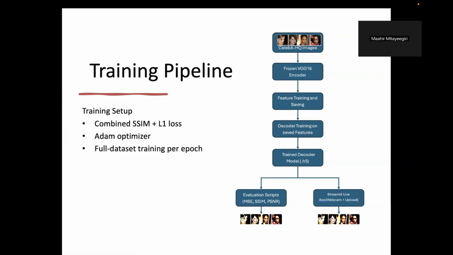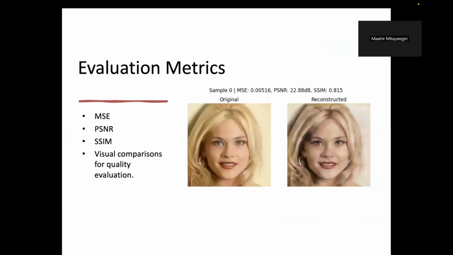It takes 3,725 batches per epoch. Coming to the pipeline, take a batch of real images from the CelebA-HQ dataset, pass them through the frozen encoder to get feature maps. Feed those features into the decoder to get reconstructed images. After that, compute SSIM plus L1 loss between originals and reconstructions. Backpropagate and update only the decoder weights. So we are done with the training part.